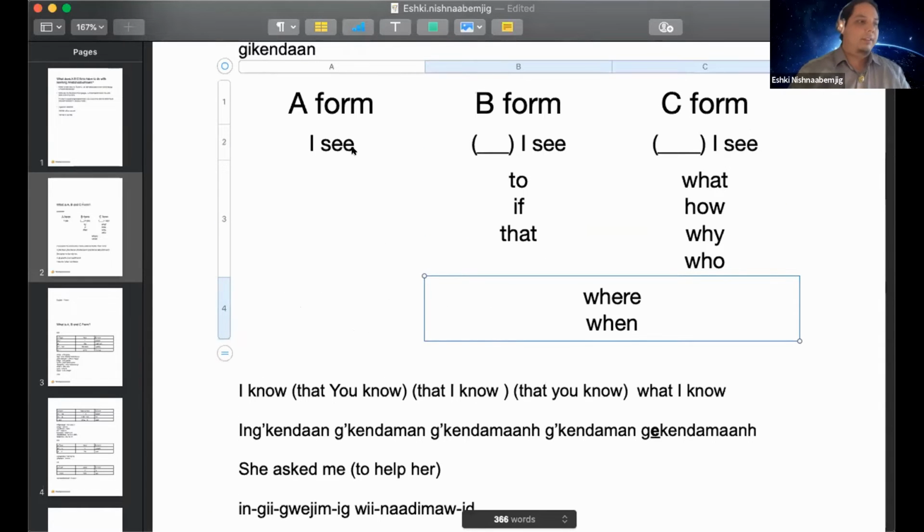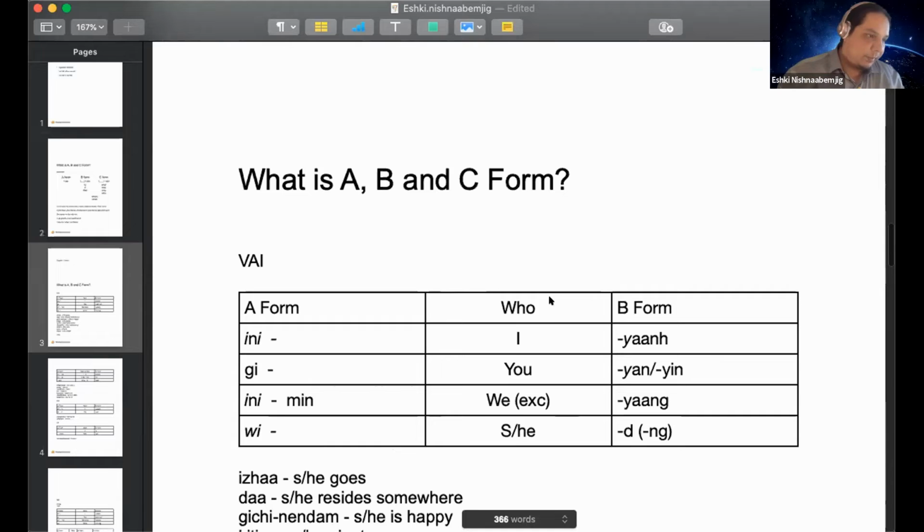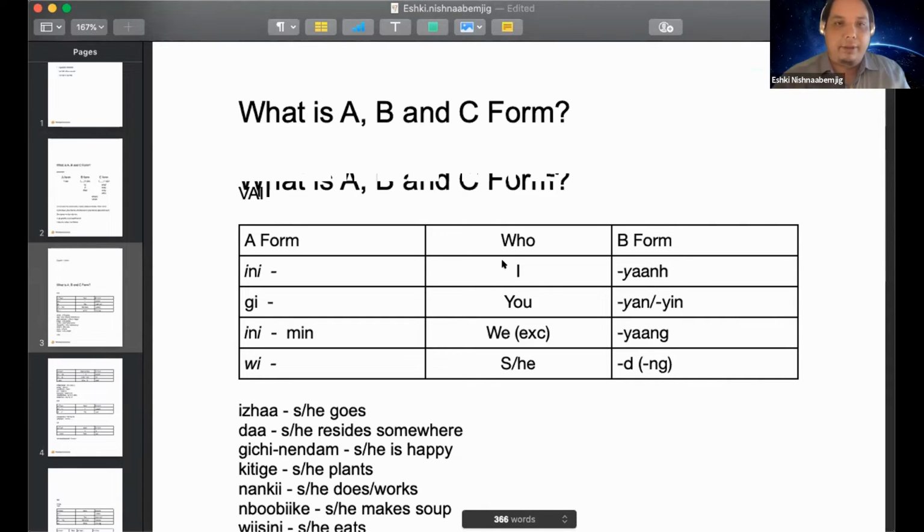All right. So far we've learned A form, just simple sentences. B form has a word that comes out in front of it, whether it's to, if, that, could be where and when. And C form has the words what, how, why, who, sometimes where and when as well in front of it. All right. So what is A, B, and C form?